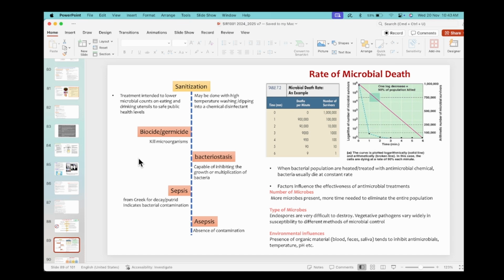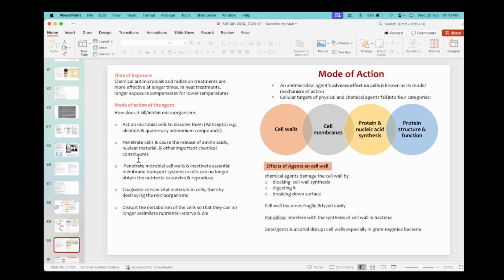So it seems organic matter protects bacteria. That's why when the water is very dirty with a lot of organic pollutants, the bacteria can survive chlorination. Okay? The time of exposure is also important. If this is not enough, some people will do it longer.